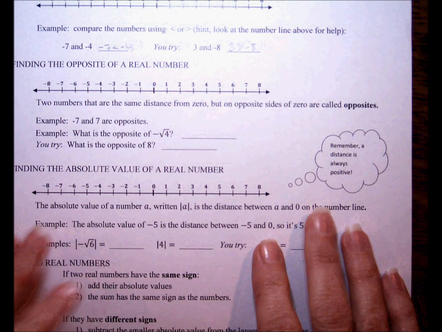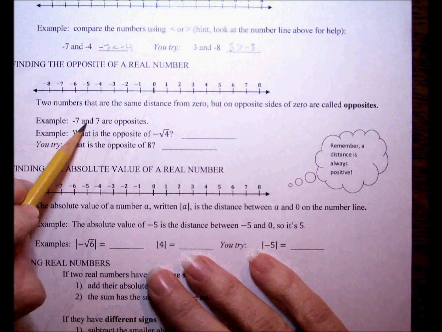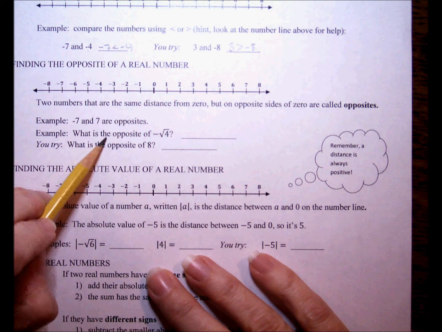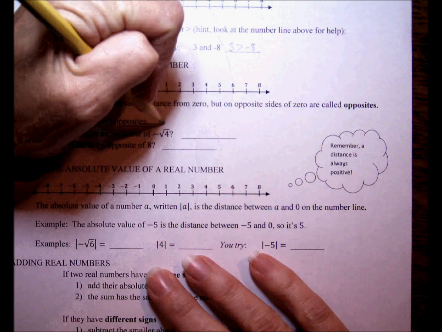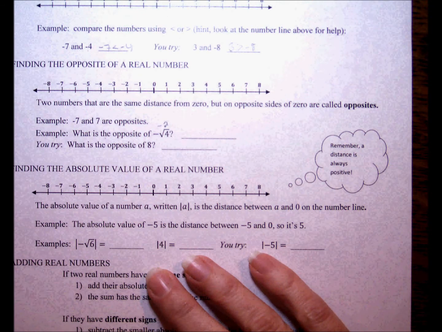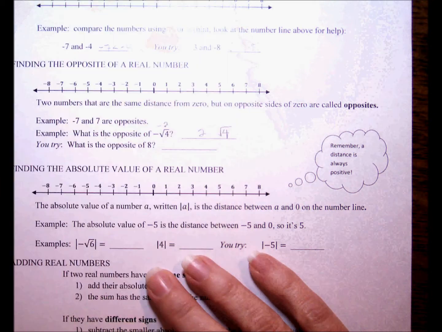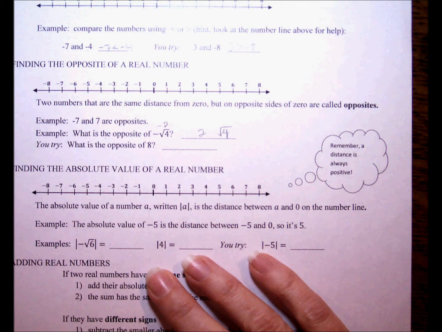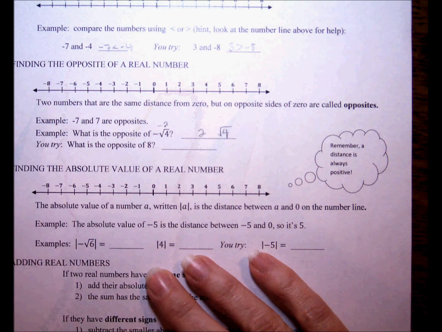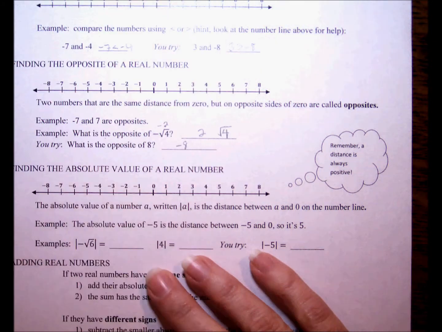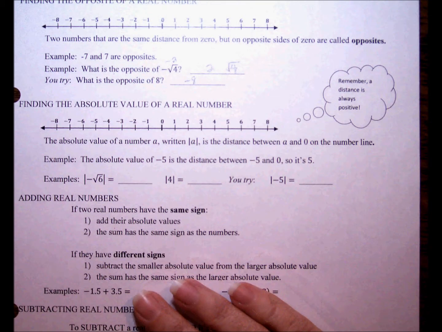The opposite of a real number, this is a definition. Two numbers that are the same distance from 0, but on opposite sides of 0, are called opposites. An example is -7 and 7. What's the opposite of negative square root of 4, which is also known as -2? And that would be +2 or positive square root of 4. What is the opposite? This is a You Try. What is the opposite of 8? Well, you hop to the other side of 0, and there it is at -8.